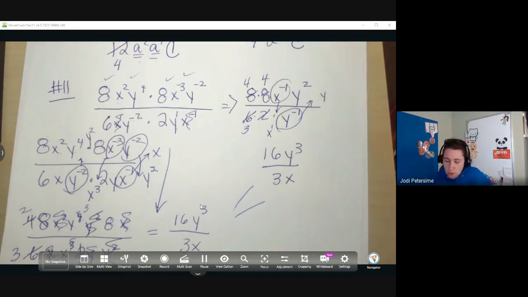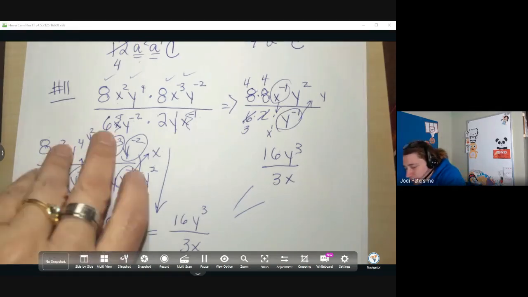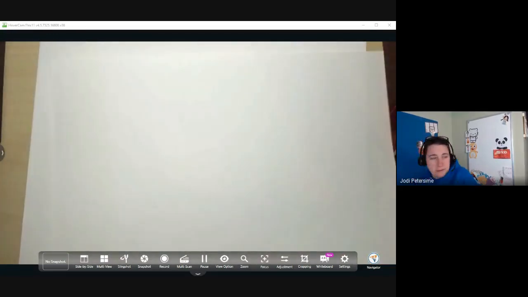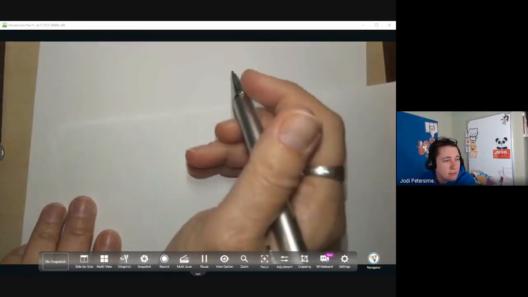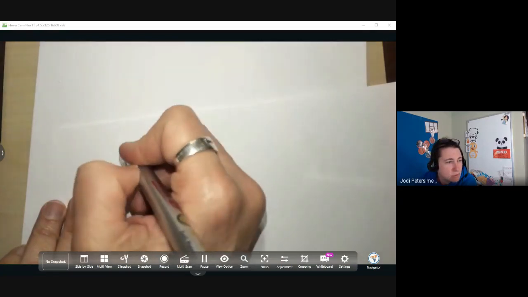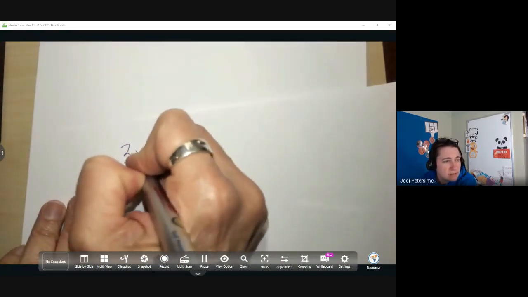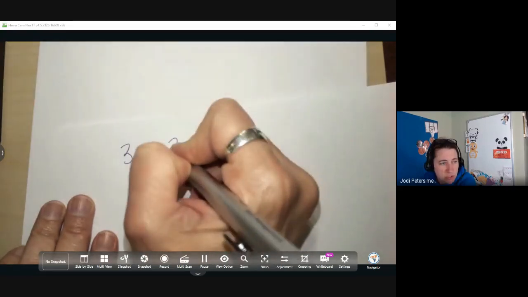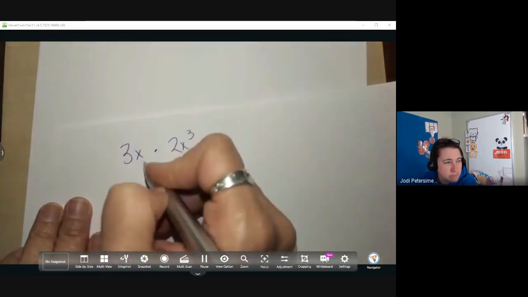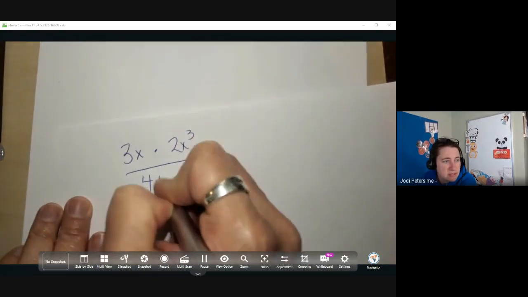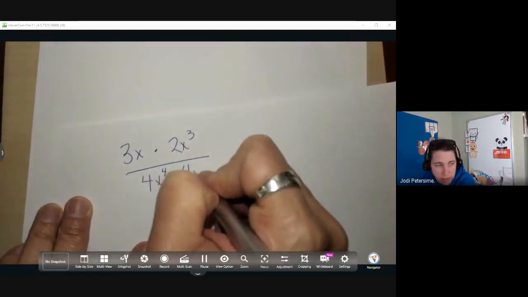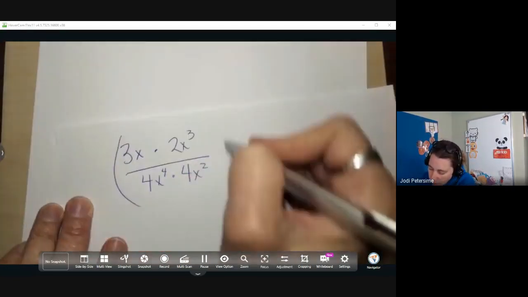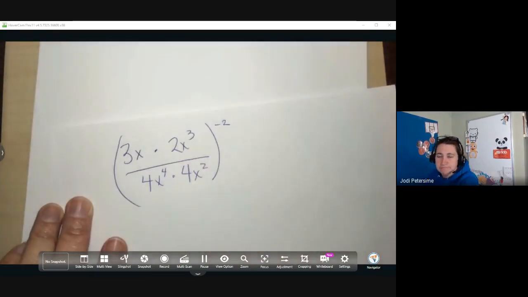Okay. Let's try one more, and then I'm going to stop. Let's do one with an exponent. Oh, these all have exponents, but let's do one with a power rule. Let's try this one. This is 17: 3x times 2x cubed over 4x to the fourth times 4x squared. And I'm going to raise that to the negative second power.